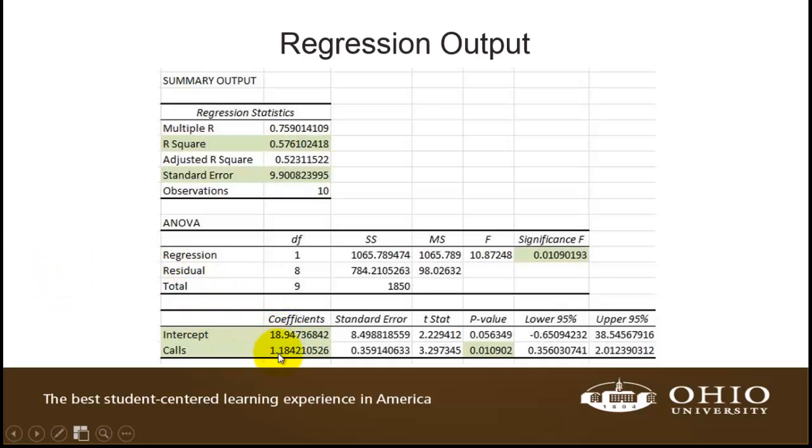The two values that you see here are the values that actually make up the regression equation. This is the A value, the estimate for alpha, the slope, or the intercept, I'm sorry. This is the value for the intercept. This is the value for the slope of the line, B. So our regression equation is copiers sold, Y, is equal to 18.947 plus 1.18 times the number of calls made.